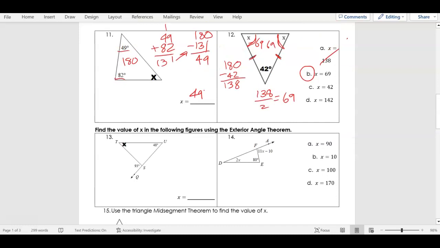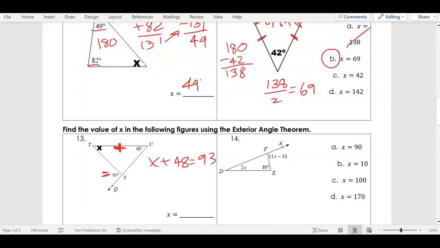All right, 13. Now the exterior angle theorem is inside plus inside equals outside. So x plus 48 equals 93. You can set it up like that. Then all you got to do is get rid of the loner, minus 48. 93 minus 48 is 45. Cool.